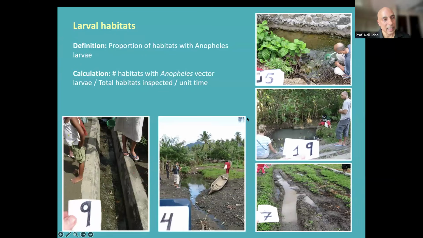Larval habitats, the next indicator. There's a proportion of habitats with Anopheles larvae in them. And these are pictures from different sites. You can see we're taking pictures, trying to characterize them, the different numbers. This is just my way of making sure that I understand which site was where and the characteristics of each of them. And you can see my bald head over there collecting mosquito larvae.